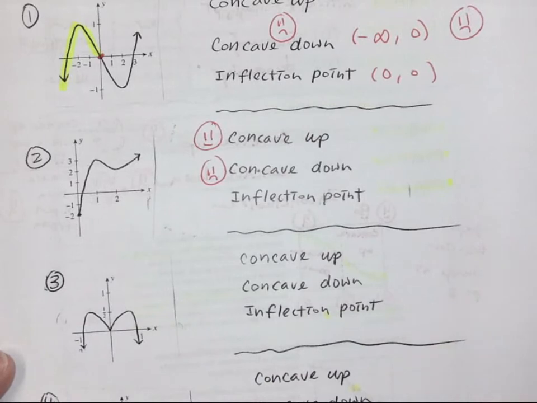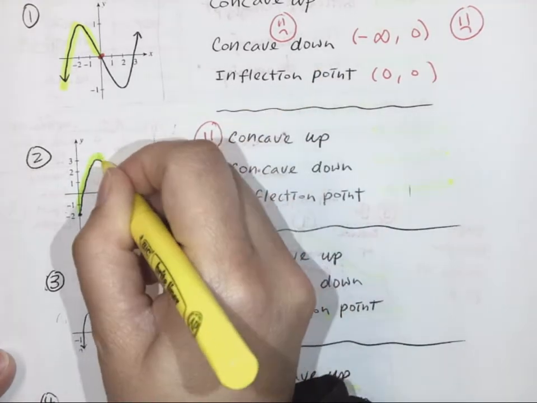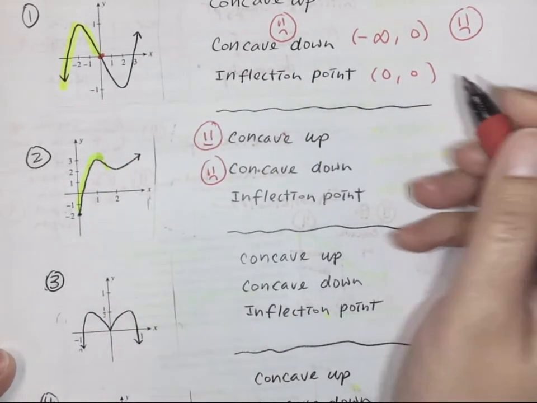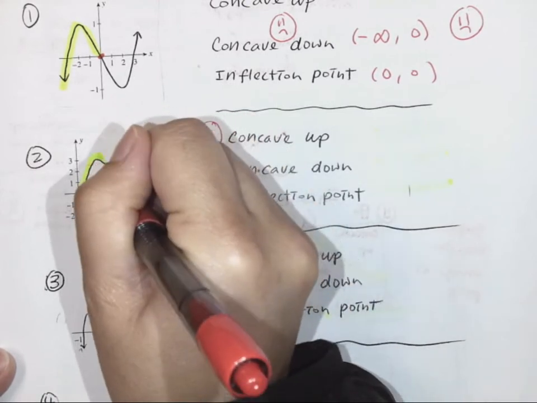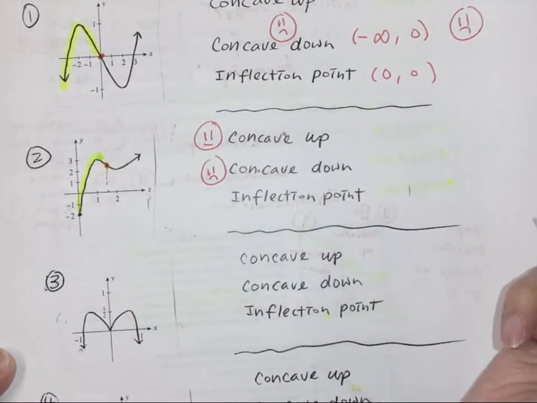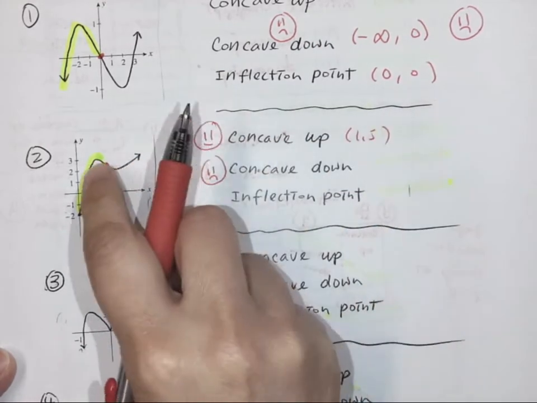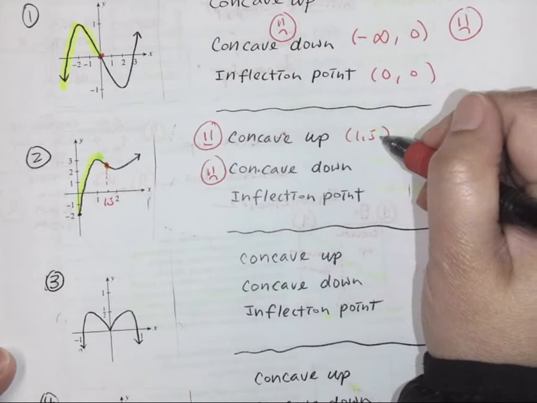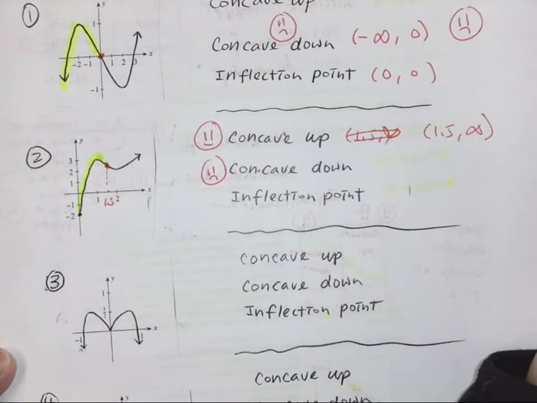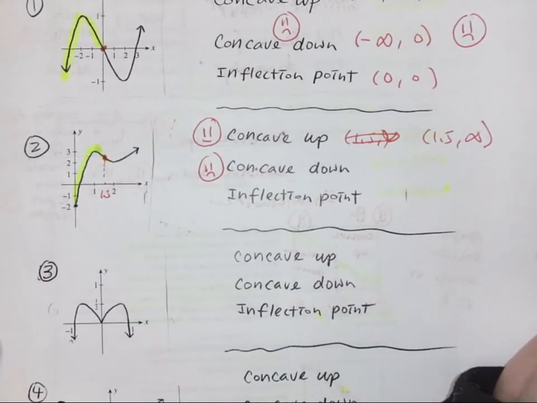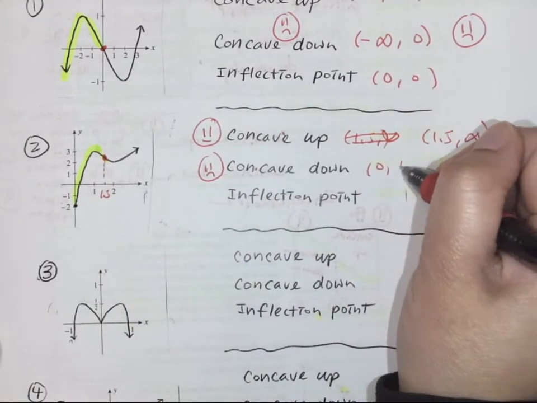So it looks like starting from here to here is concave up, and the inflection point looks like the change is about here, maybe around here. So concave up is starting from maybe 1.5 to infinity. Oops, sorry. 1.5 to infinity. And then concave down is going to be starting from x equals 0 to 1.5.